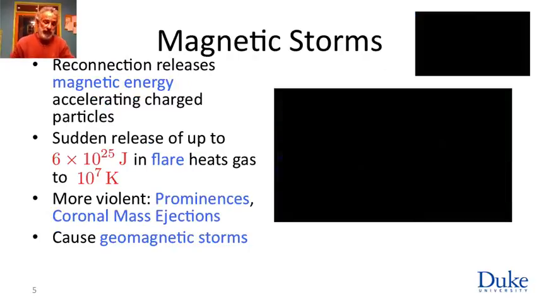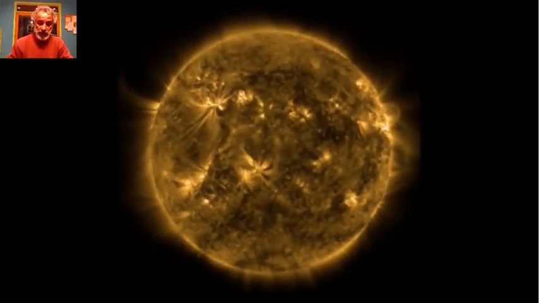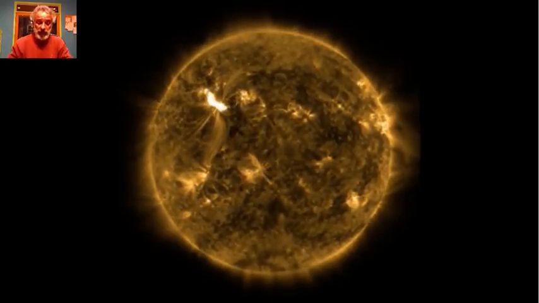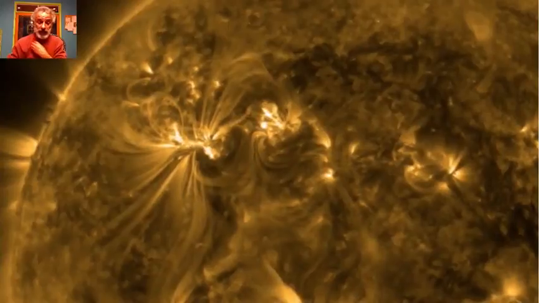These reconnection events release the magnetic energy stored in these magnetic fields. I told you that you could treat them as rubber bands. They snap back, they release a lot of energy. The local release of energy in a reconnection event can be on the order of 10 to the 25 joules. This leads to rather dramatic solar flares, where one region of the sun suddenly becomes very bright and emits a lot of ultraviolet and X-ray light.